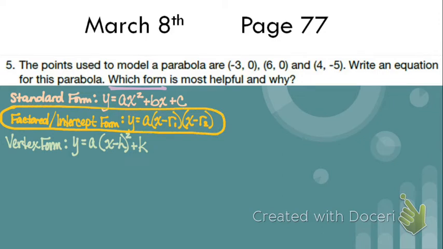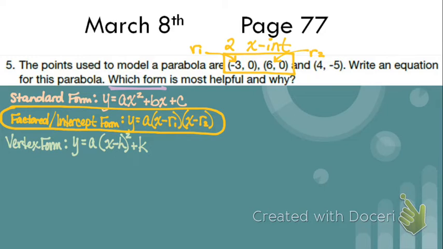Let's look at why I like that one. What did they give us to work with? Both of your intercepts. Yeah, we have two x-intercepts right here. So that's really helpful if I'm wanting to write something in intercept form, because I can use one of these as r1, and I can use the other one as r2.